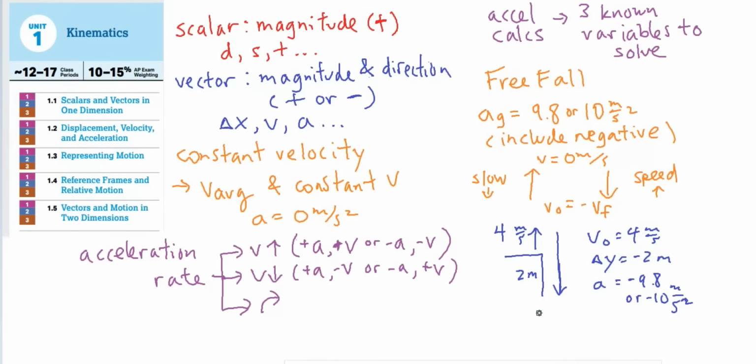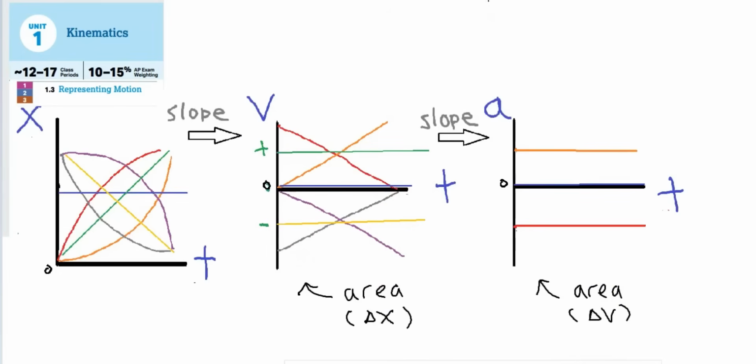Now, here's a little example of some different things that you might have to consider with a free fall type problem. You have to be very careful with drawing pictures and including positive and negative signs. So for this one, we have 4 meters per second directed upwards. So that's going to be a positive 4 meters per second for our V0. We have a delta y of -2 because it's displaced downwards 2 from its original position. And then we have an acceleration of, again, -9.8 or -10 meters per second squared.